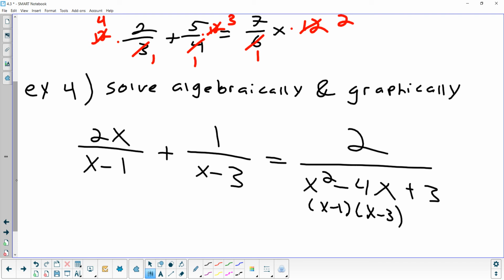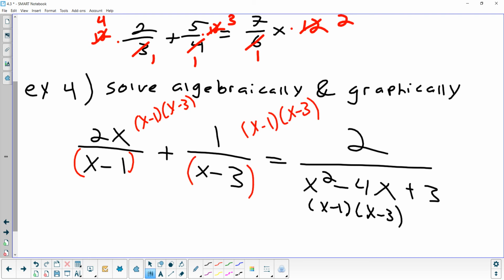So let's multiply everything by x minus 1, x minus 3. Same thing here, x minus 1, x minus 3, and x minus 1, x minus 3. And let's cross out what cancels first. When you do that in the first fraction, what is going to cancel out? Is there something in the first fraction now that has the same thing in the top and in the bottom? Caleb? x minus 1. Yep, the x minus 1 is gone.